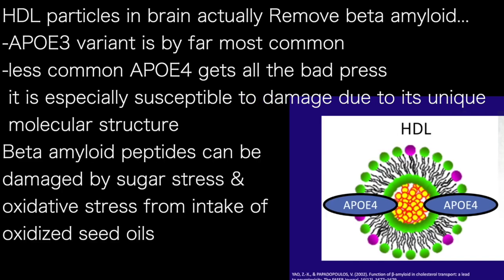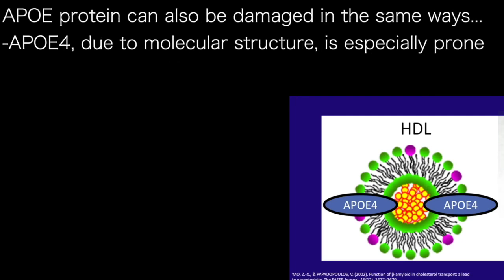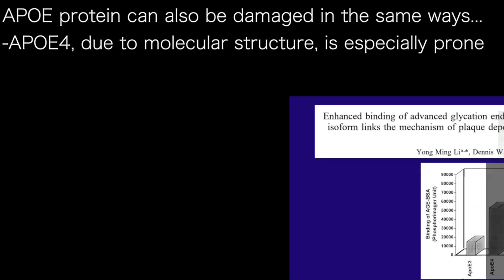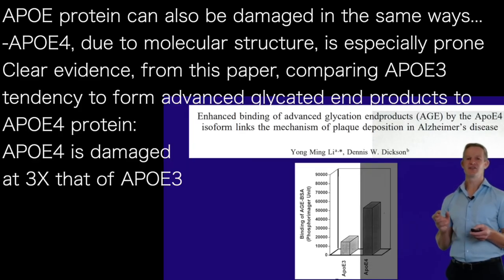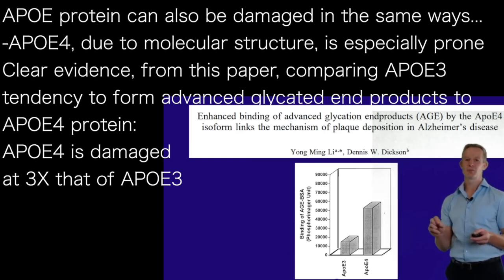You'll recall how beta amyloid peptides can be damaged both by sugar stress or glycation and oxidative stress from oxidized oil consumption. Well, the APOE protein can also be damaged in the same ways. And it just so happens that the E4 variant, by virtue of its particular molecular structure, is especially prone to this. We have clear evidence from this paper which compares the tendency of the APOE3 protein to form advanced glycated end products to the APOE4 protein. The E4 variant is damaged by advanced glycated end products at 3 times the rate. Now consider for a moment what this means.